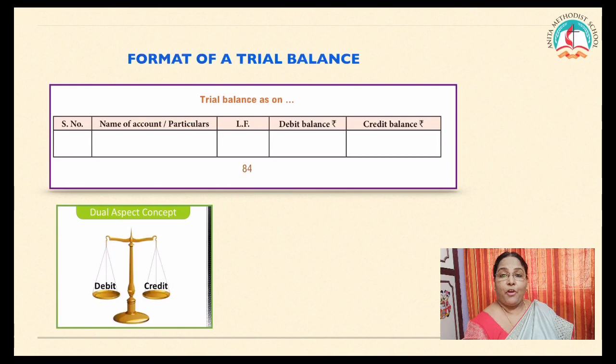Right. Now this is the format of your trial balance. See, serial number. SNO is serial number. Name of the account: cash account, purchase account, sales account. Okay. And then the LF. What is LF? LF is ledger folio. Debit balance, credit balance. The totals should be equal on both sides. Clear?